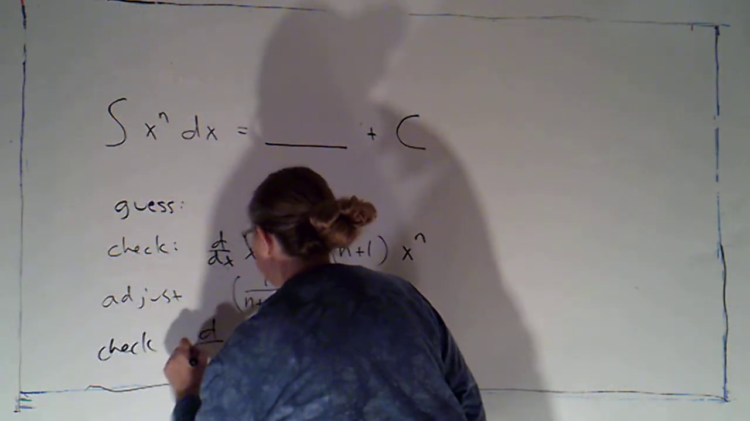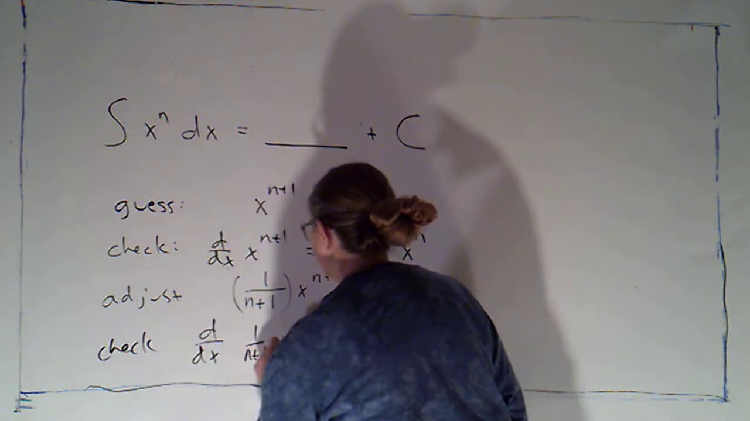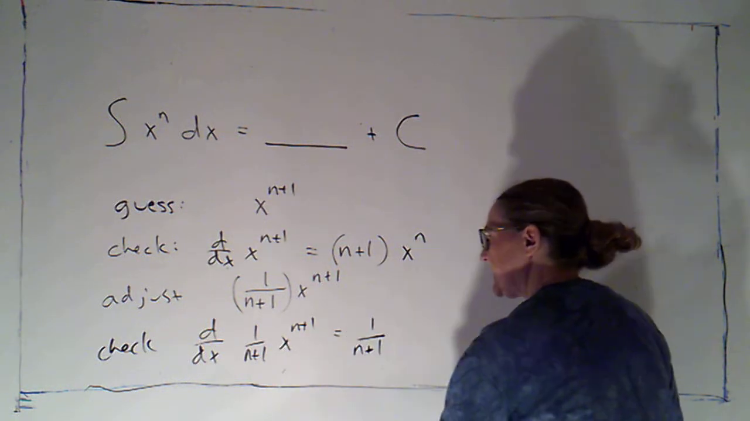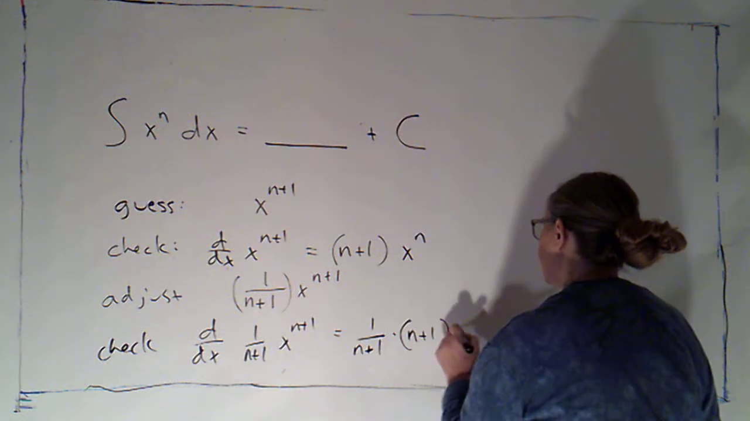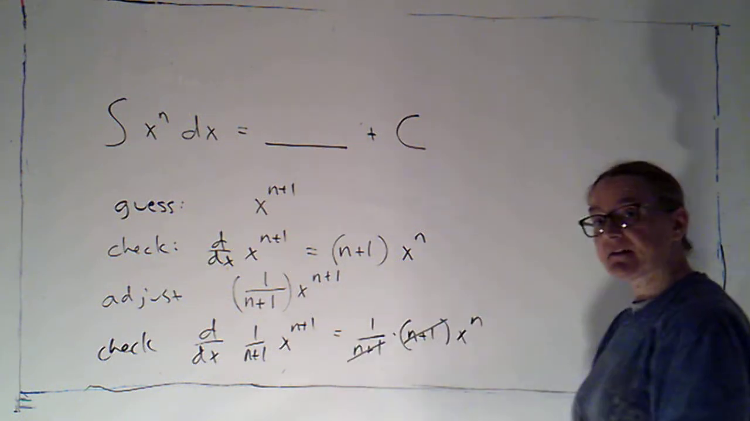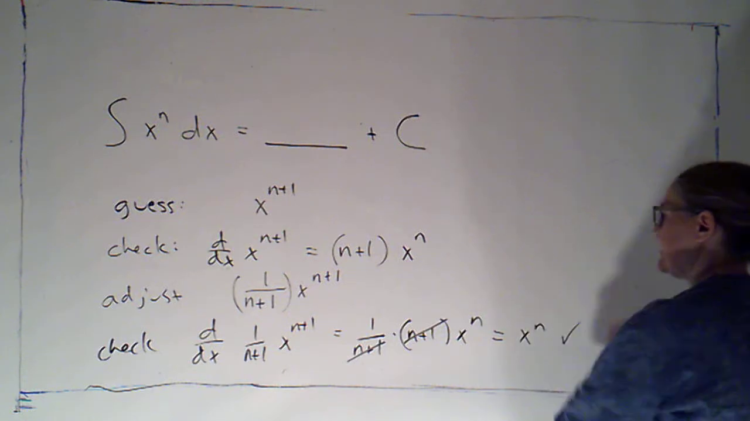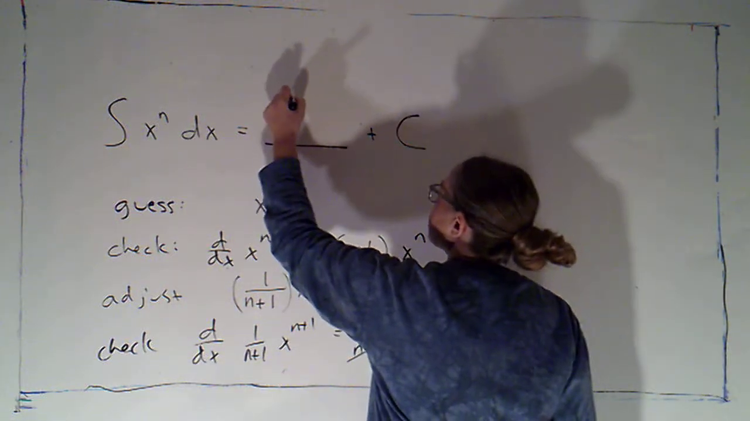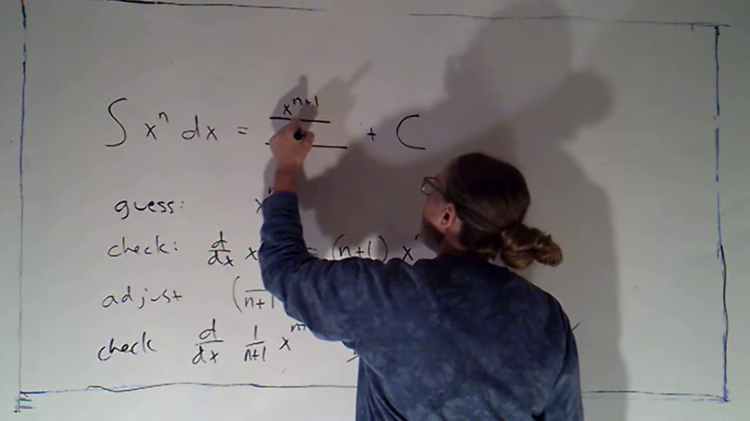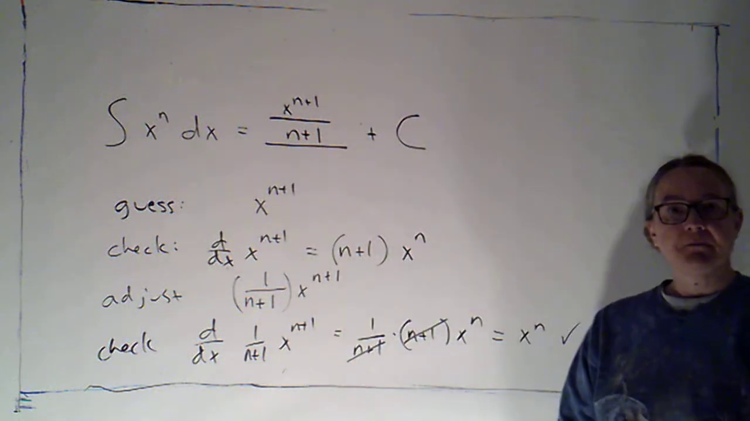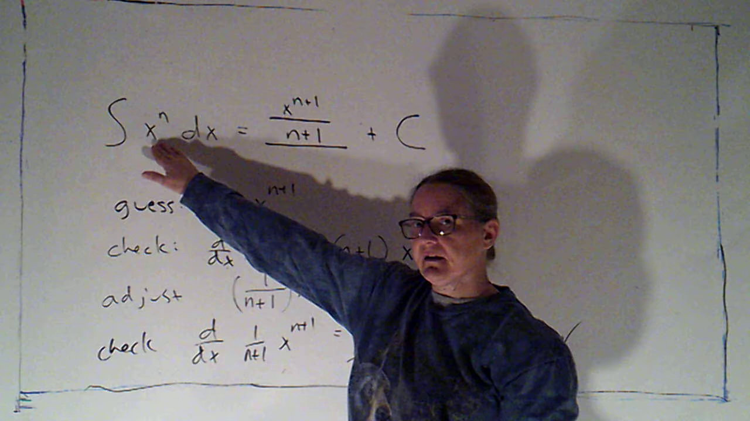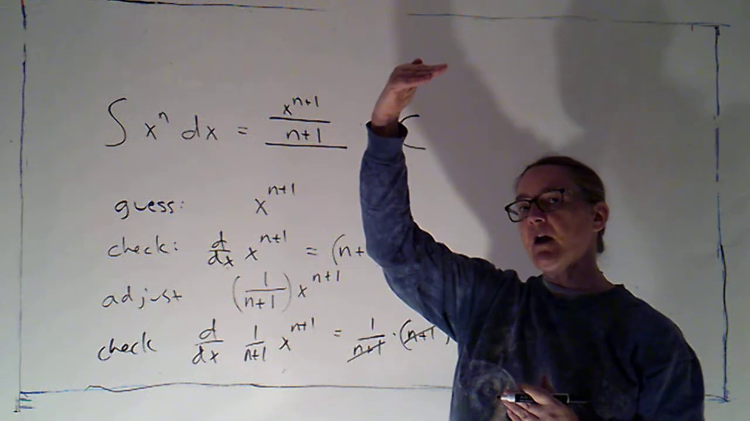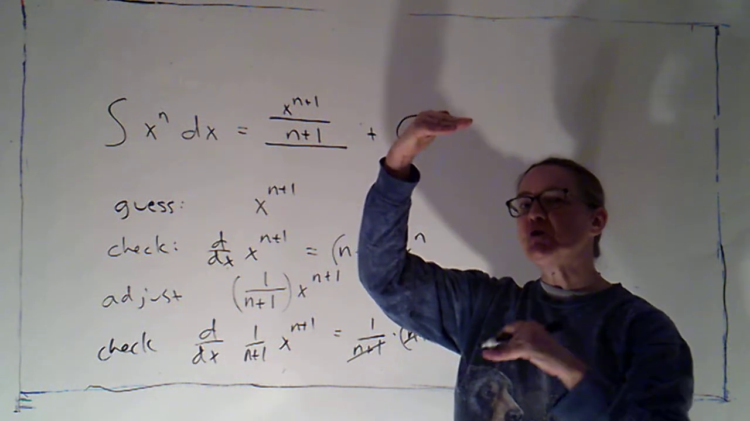So now I check, I'm going to take the derivative of 1 over n plus 1 times x to the n plus 1. Constant multiple rule, I get that same constant times n plus 1 times x to the n. The constants cancel, and I just get x to the n, which is what I wanted. I like it. So it looks like we get x to the n plus 1 over n plus 1. So essentially the rule for integrating a power or taking an antiderivative of a power function is you raise the power by 1, divide by the new power.